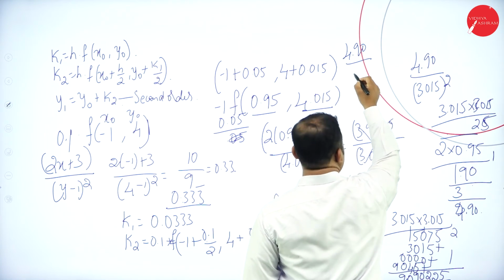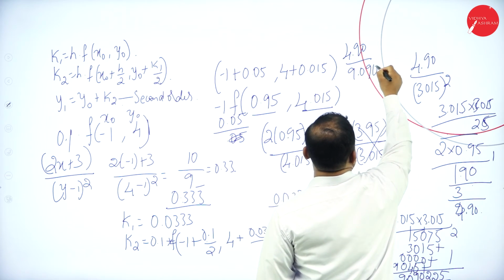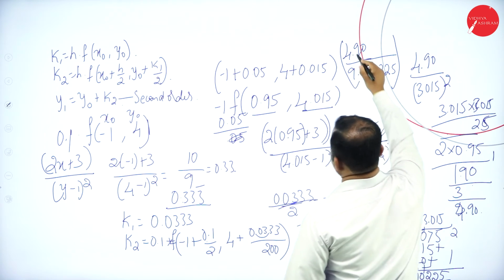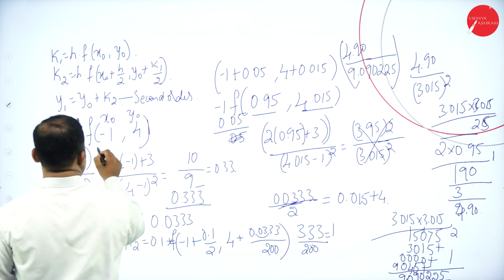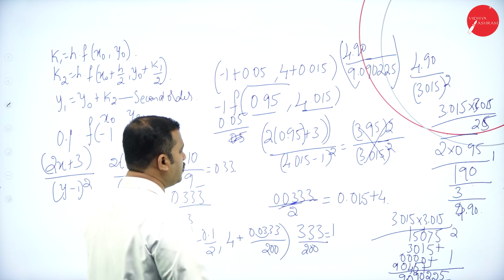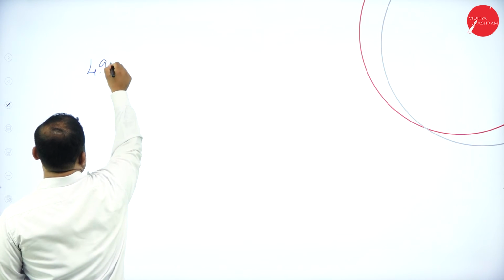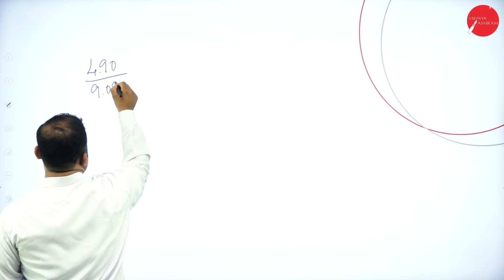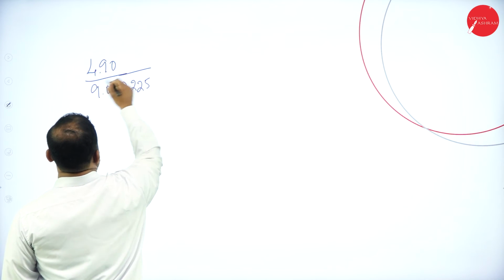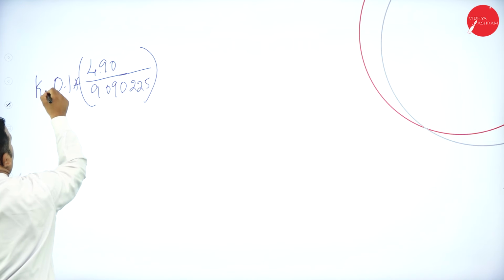That is 4.90 divided by 9.090225. We have these terms here. So if I simplify this, I'll get the value of this term, which has to be multiplied by 0.1, that is 4.90 divided by 9.090225. That has to be multiplied by 0.1, that is h. You will get the value of k2.